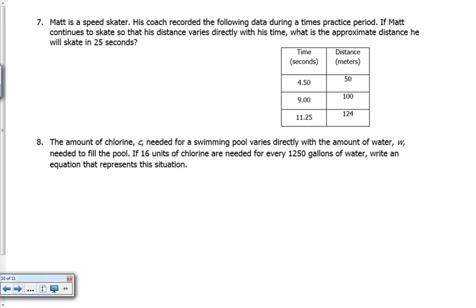Almost done. All right, I think we've got three more problems. Matt is a speed skater. His coach recorded the following data during a timed practice period. If Matt continues to skate so that his distance varies directly with his time, what is the approximate distance he would skate in 25 seconds?